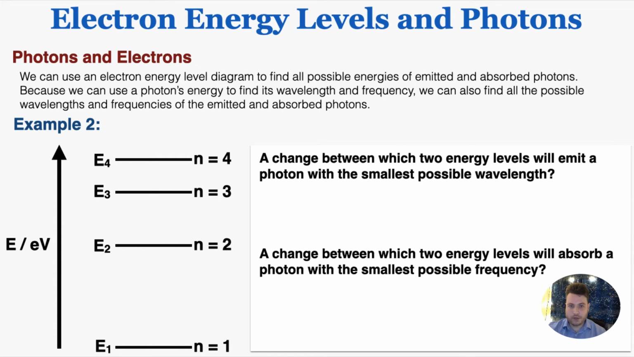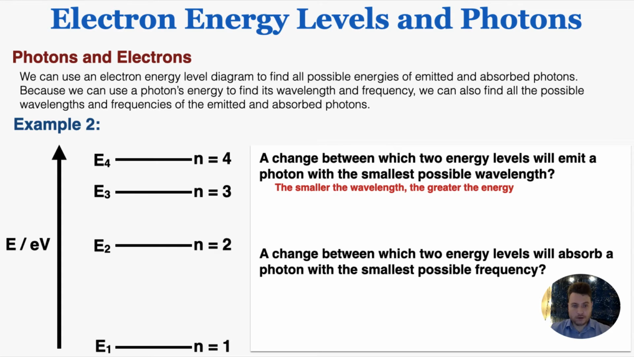In the lecture on photons that I've linked in the description, I talked about how the smaller the wavelength of a photon, the more energy it carries. So if I'm trying to find a photon with the smallest possible wavelength, that means I'm trying to find the photon with the largest possible energy that I can get from this atom. So I'm looking for the greatest possible energy change on this chart. And because the photon is being emitted, I'm looking for the greatest possible energy change down the energy levels.